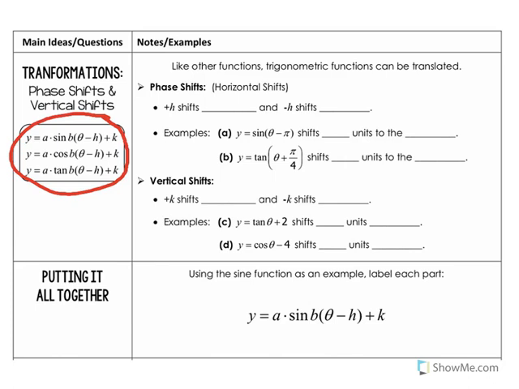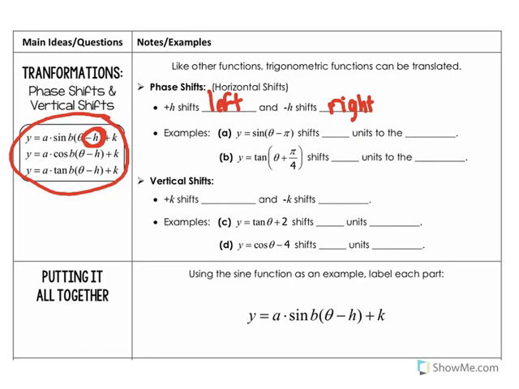A phase shift shifts horizontally. If it says plus h, if you look over here on this equation, see how it says minus h? That means that it's going to be the opposite of what you think it is. So if it says plus h, instead of going right, it's going to go left. And minus h means that it's going to go right.